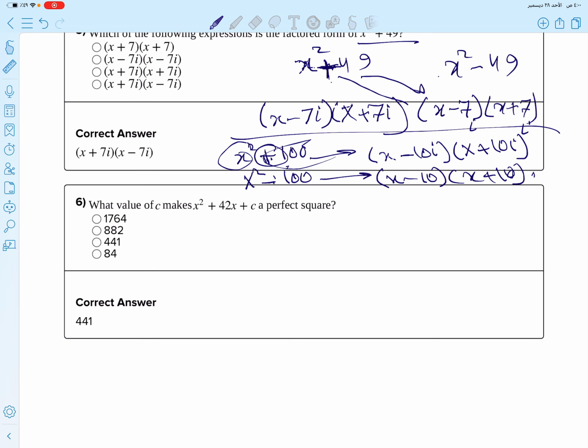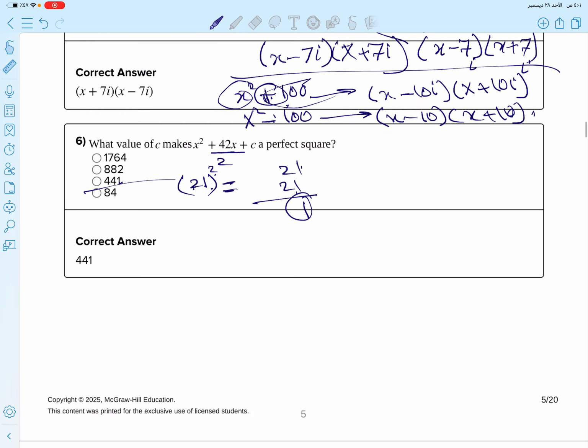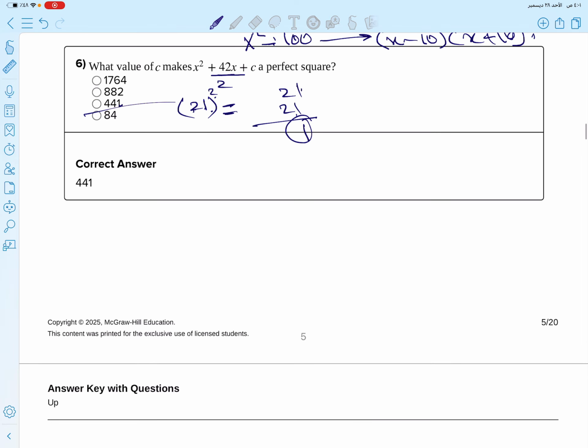What value of c makes x squared plus 42x plus c a perfect square? To be a perfect square, we just need to divide this number by 2. It's going to be 21, and I square this number. I know all the students use a calculator to find the answer, but you can notice 21 squared is 21 times 21. 1 times 1 is 1, so the answer will start with 1. So the answer will be 441.